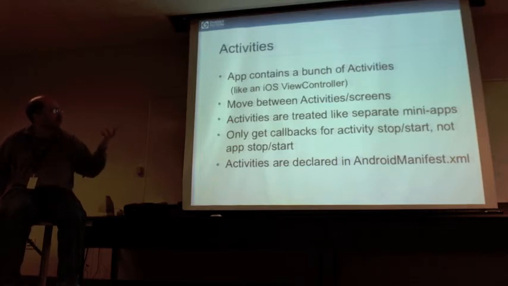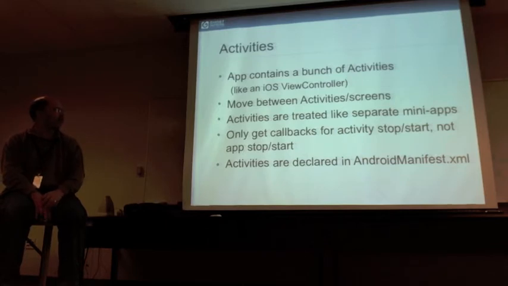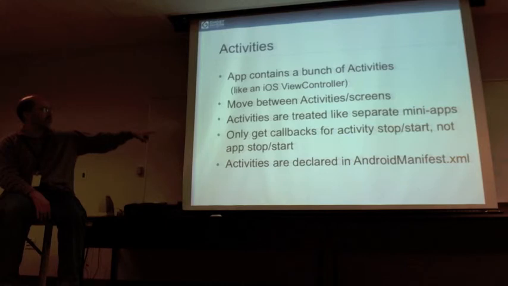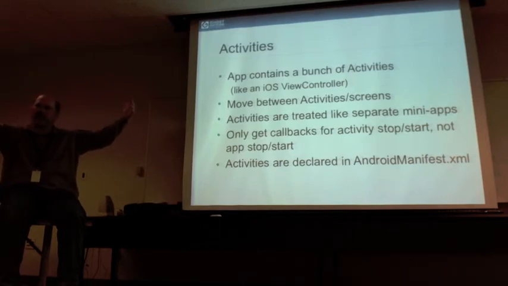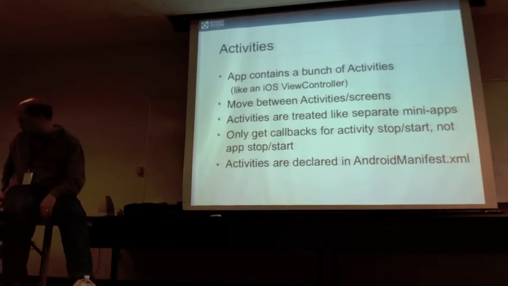Activities. This is something that's very different for Android in that your app consists of a bunch of activities instead of view controllers. So it's like a bunch of mini apps within your app. Very different. So you move between activities or screens. This was kind of a thing for me. You get activity stop-starts and not app stop-starts. So I'm trying to track when my app as a whole stops and starts, and I can't, because only the activity gets the trigger. Yeah, driving me nuts. Activities are declared in your Android manifest.